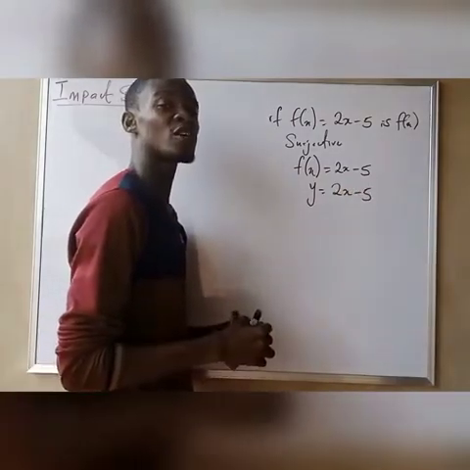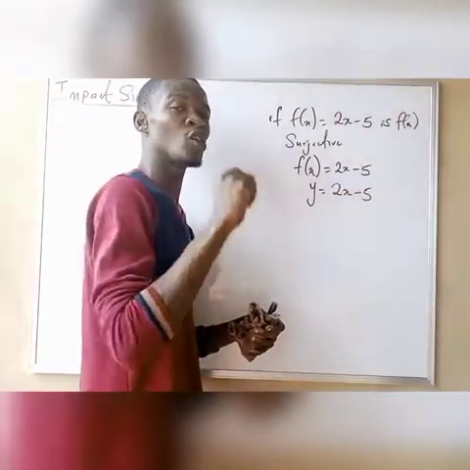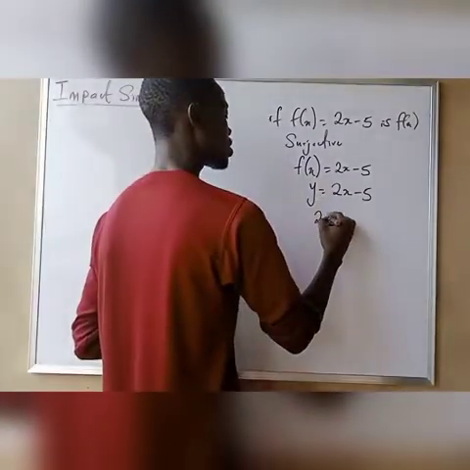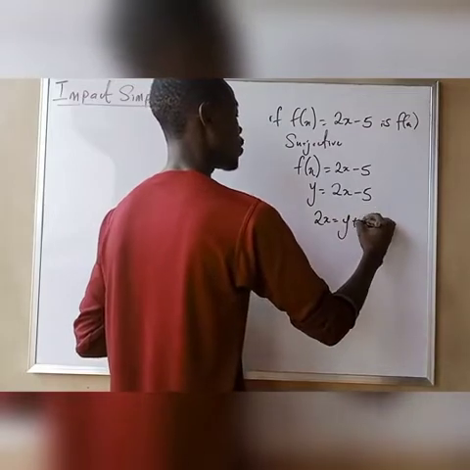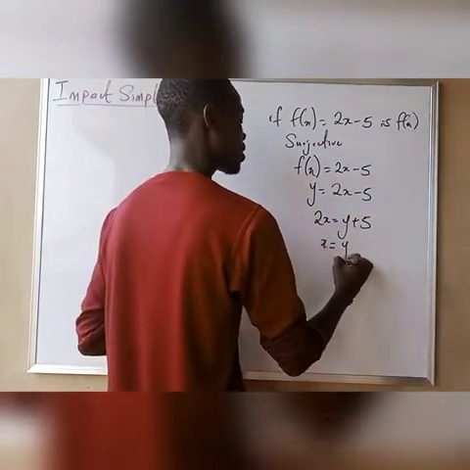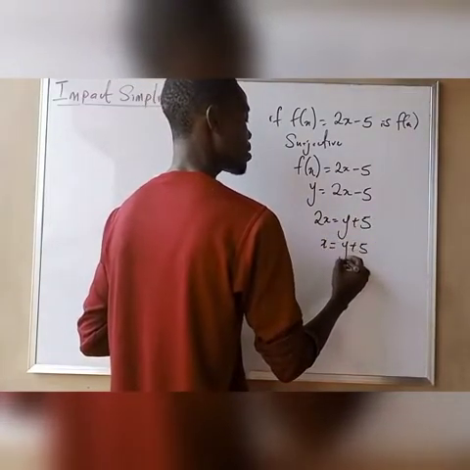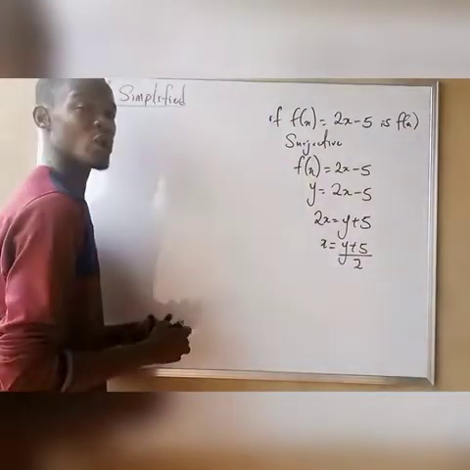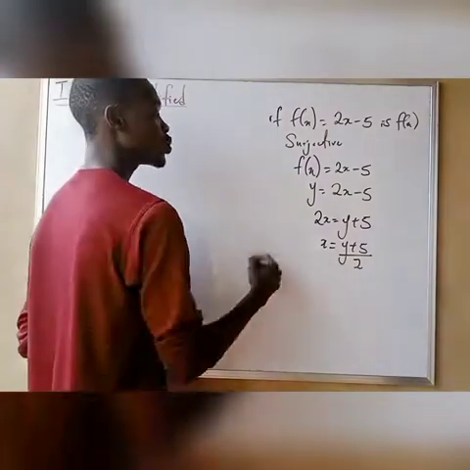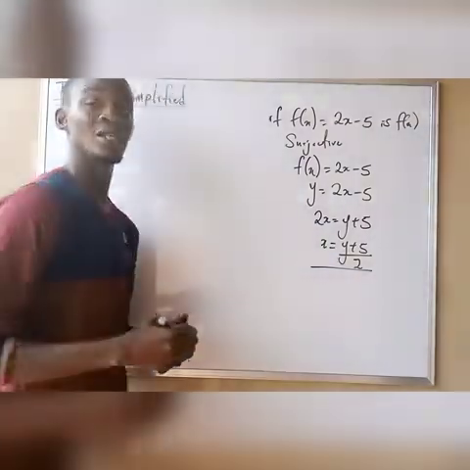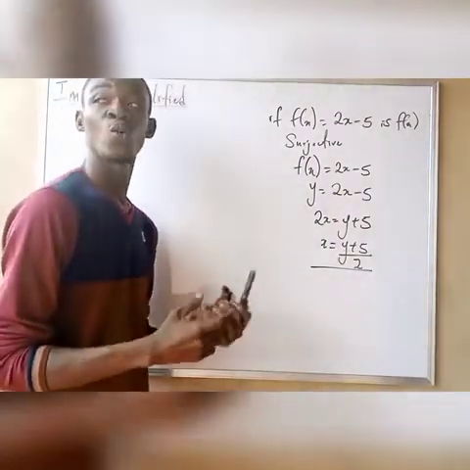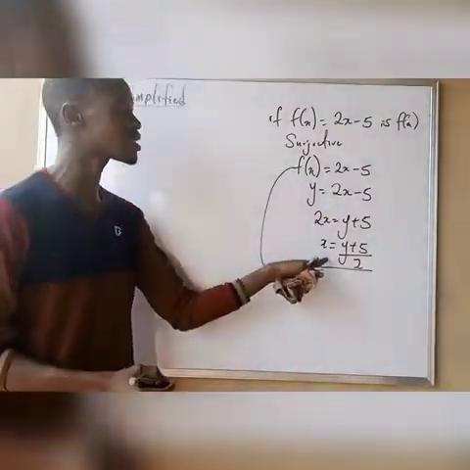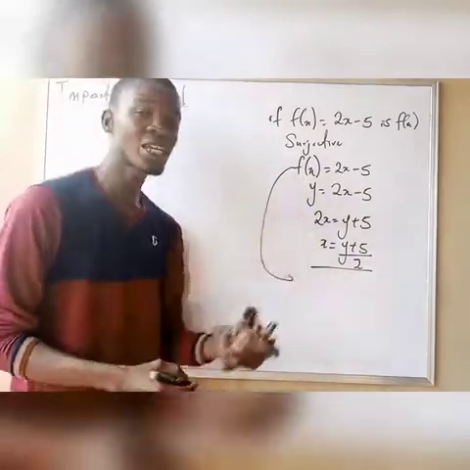After changing your f(x) to y, what will you do? You make your x the subject of the formula. So making x the subject of the formula, what do we have? y + 5, and that will give us x = (y + 5)/2. After making x the subject, what you are meant to do is now insert this x inside the function.